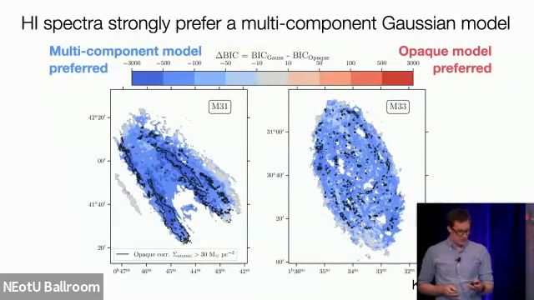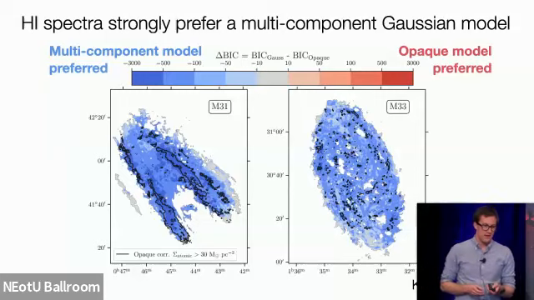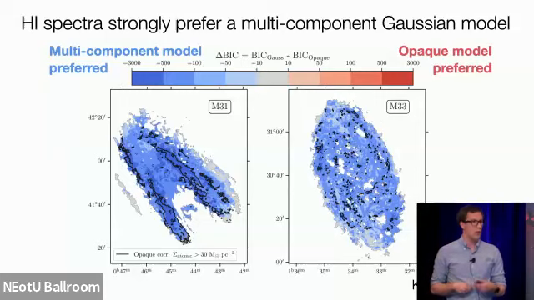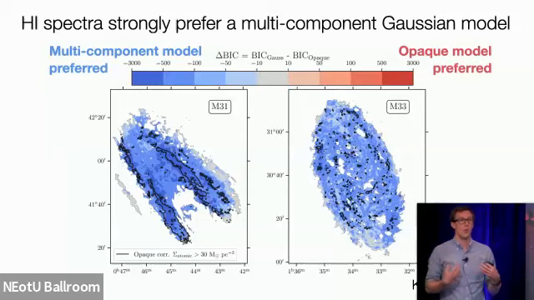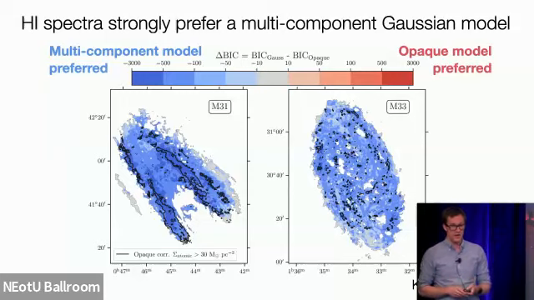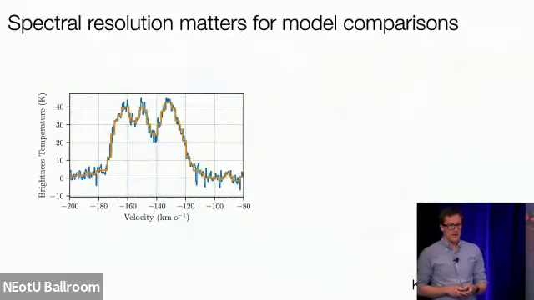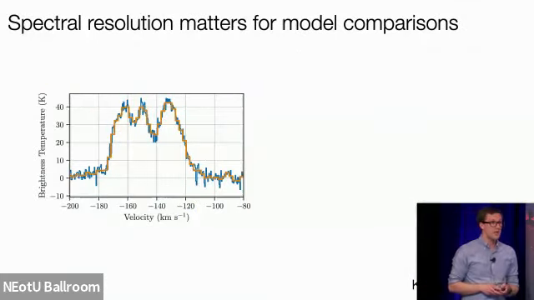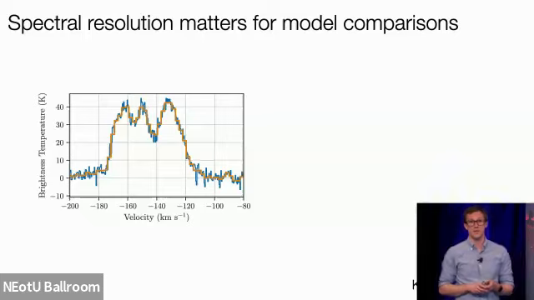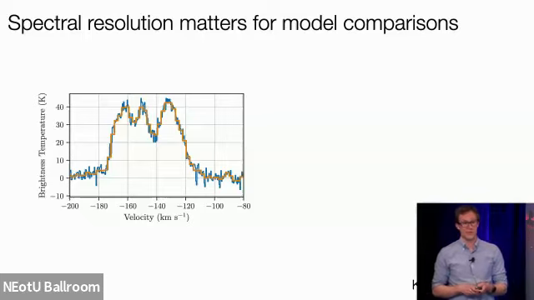And so this is really saying that, when we revisit these things, the different physical models for H1 can vary what we infer quite significantly. And the biggest difference with this data set compared to previous ones really is the spectral resolution. The spectral resolution really does help us determine between different models.